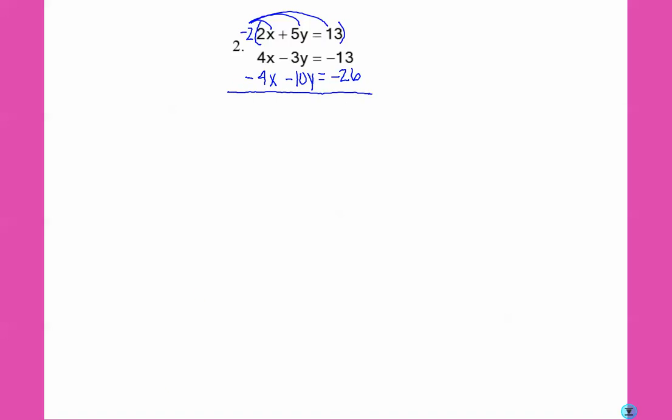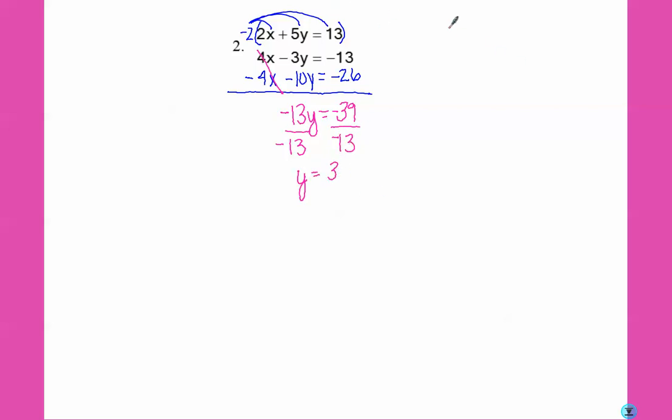Now we can add our equations together. 4x minus 4x would cancel out. Negative 3y and negative 10y would make negative 13y. And negative 13 and negative 26 makes negative 39. Divide both sides by negative 13, and we get that y equals 3.